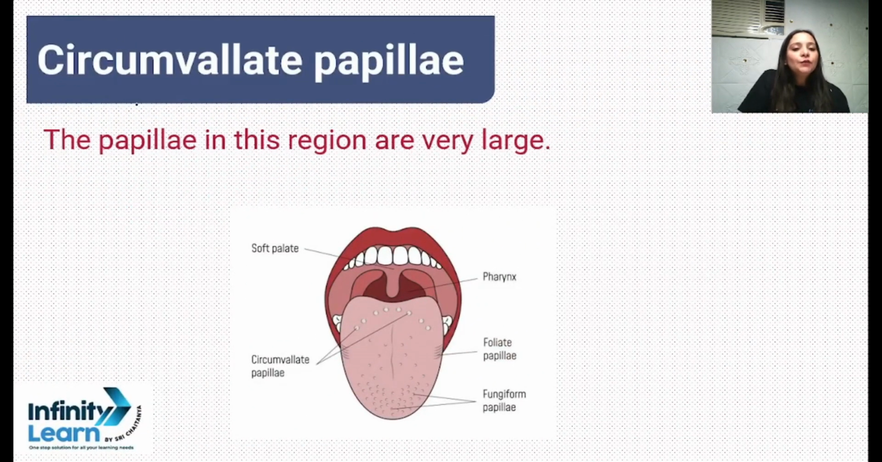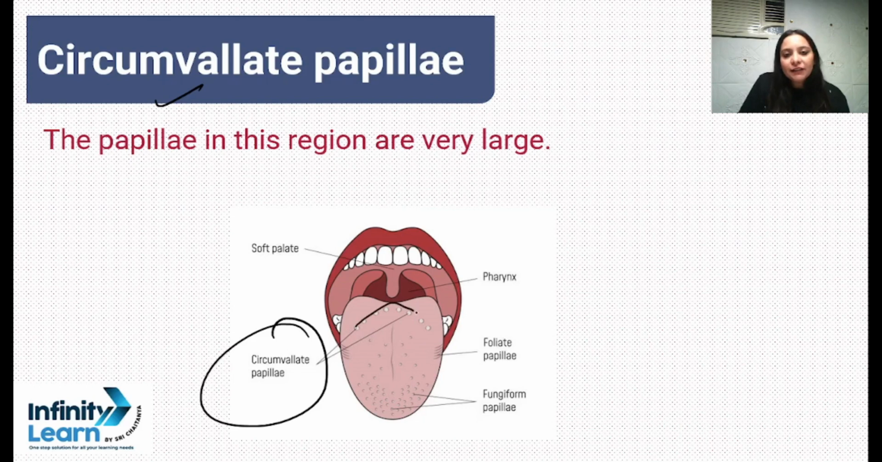Okay, now next one we have circumvallate papillae. Where they are located, you can see that they are quite big and they are forming this V kind of structure, and they are quite big in size as compared to foliate and the other papillae.